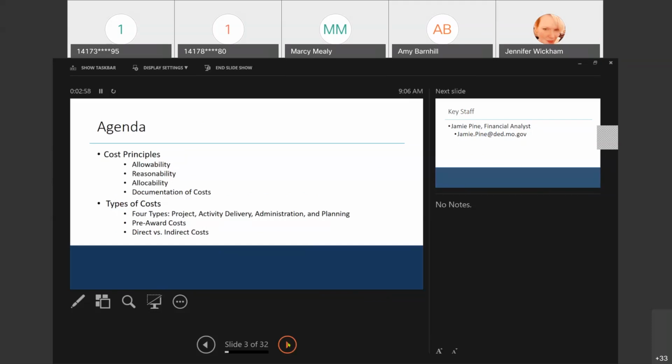There are different types of costs. We will focus on those for a little bit this morning: project activity delivery, administration, planning. There are the pre-award costs that, if they are eligible CDBG costs, can be reimbursed after the funding award if you can document those costs and they've been procured correctly. And then the topic of direct versus indirect costs.